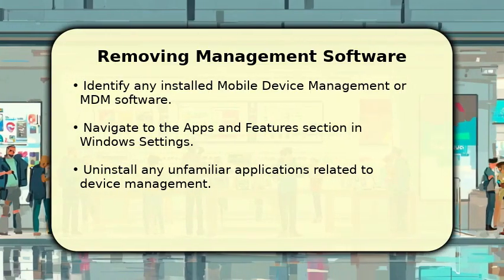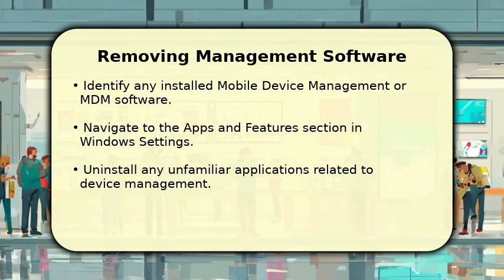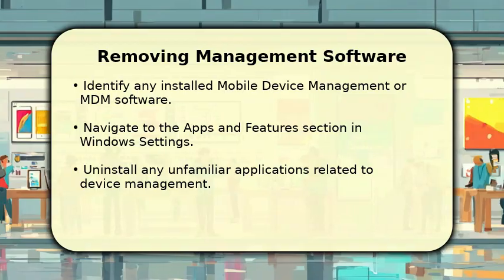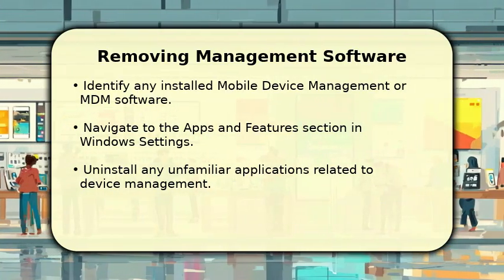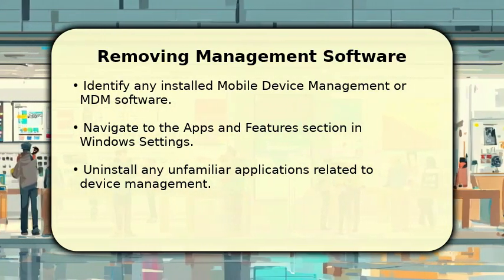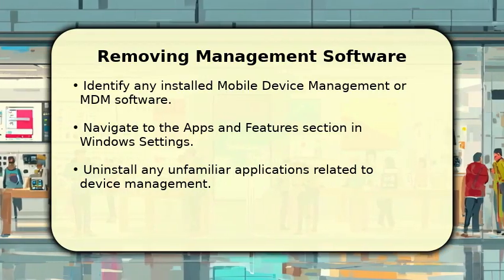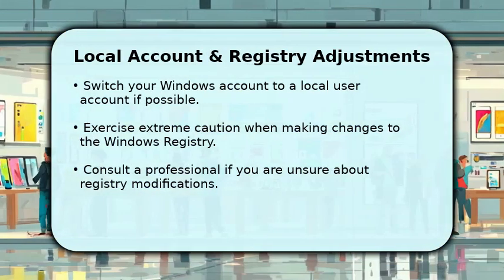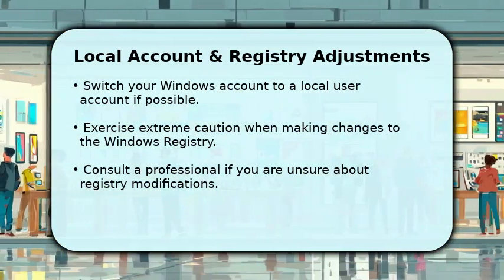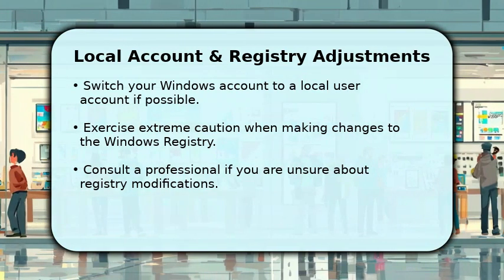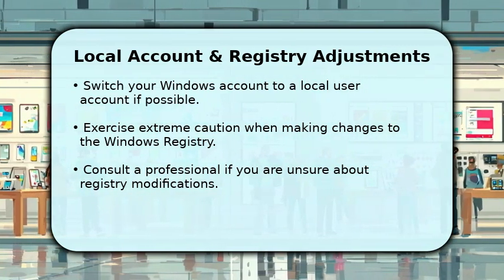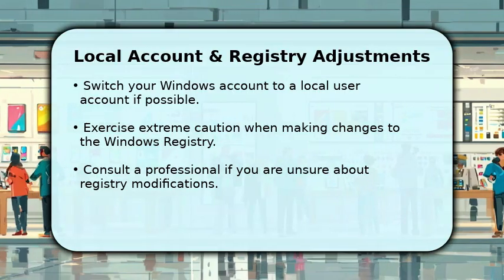You might find applications with names like MDM Client or Device Policy Manager. Select these applications and choose to uninstall them one by one. This action removes the software enforcing restrictions. For advanced users, consider switching your Windows account to a local user account if your system permits it. This can sometimes bypass certain cloud-based restrictions.